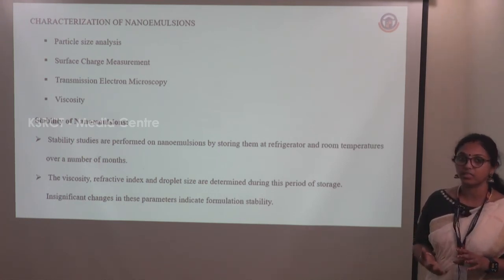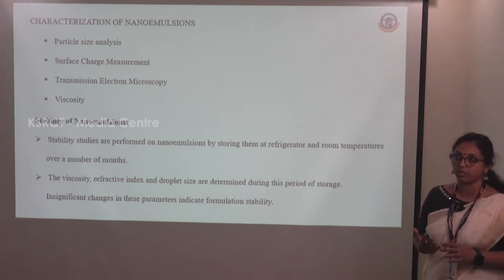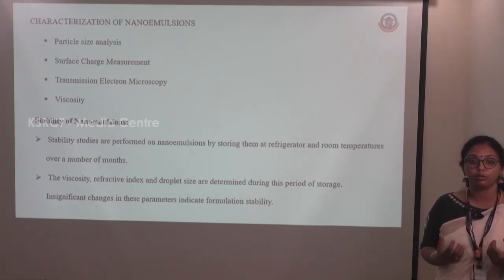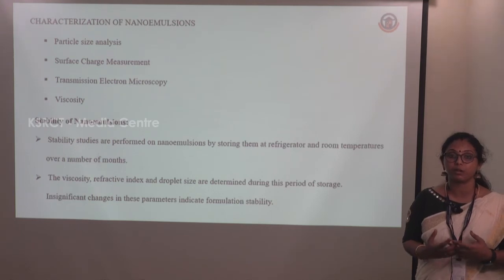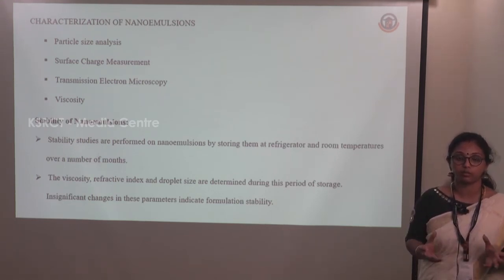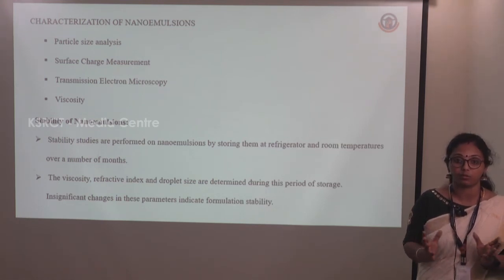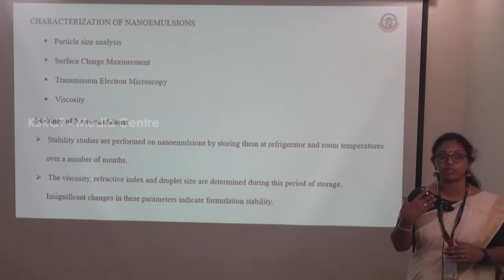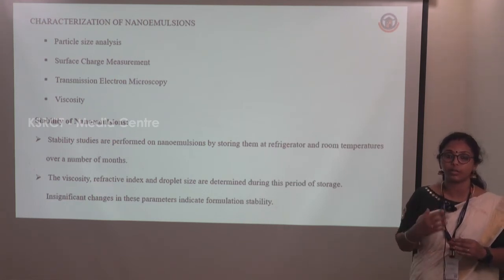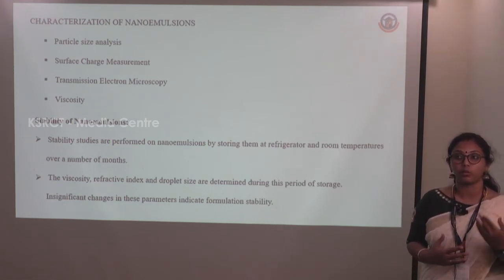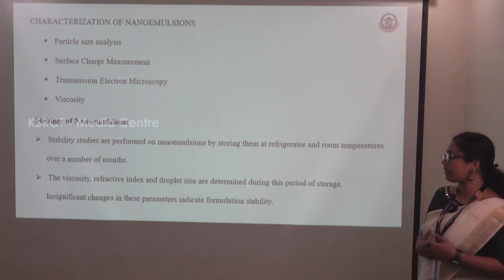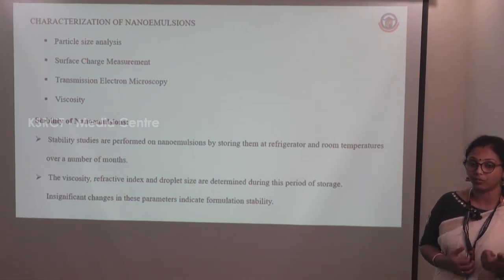Along with the characterization, it's very important to check the stability of a nanoemulsion. Why? Because when we are going for the application part, it's very important to know whether the nanoemulsion is stable in all conditions. Right now we are just preparing them in a laboratory, under conditions we know. When we expose it to other conditions, the pH may change, the temperature may change. So it's very important to find out whether this nanoemulsion is stable for a longer period or not. The life cycle is very important in the case of a nanoemulsion.